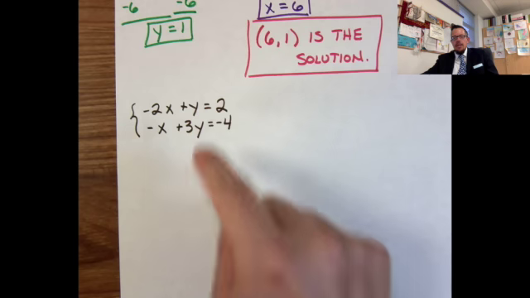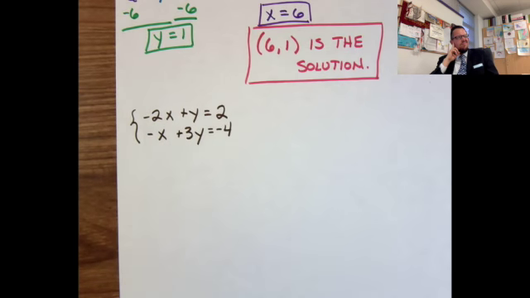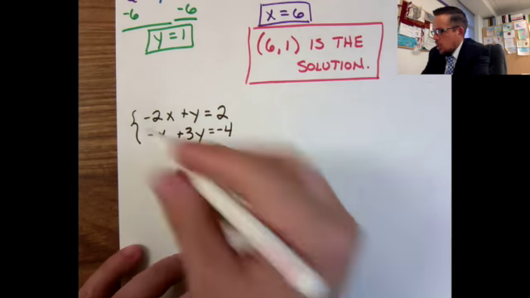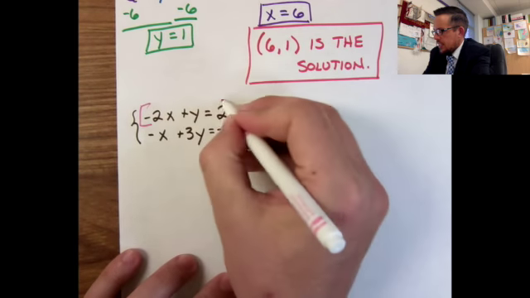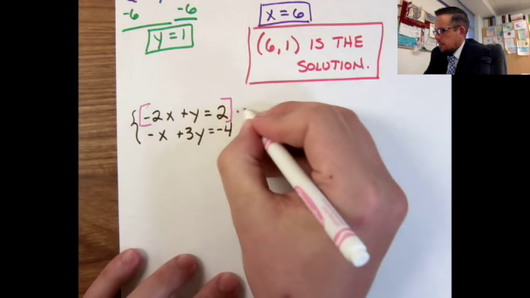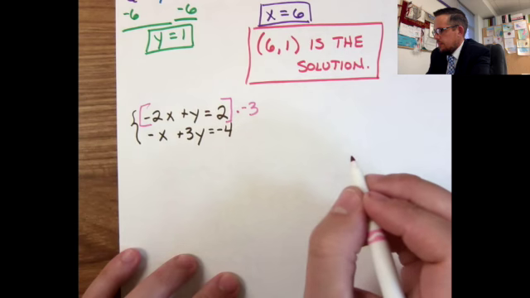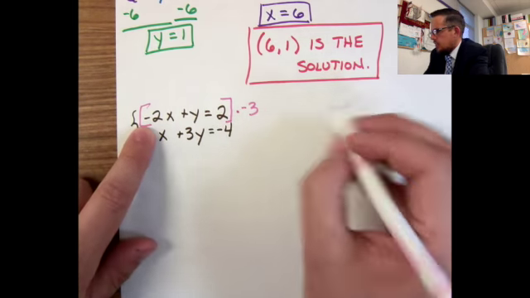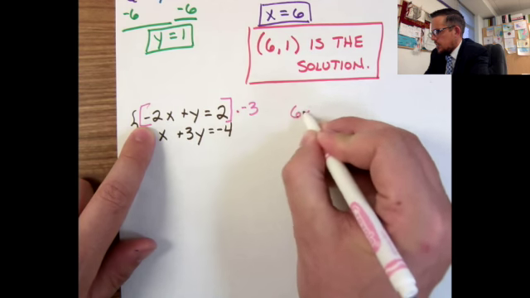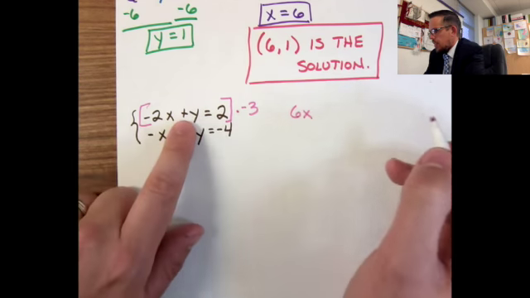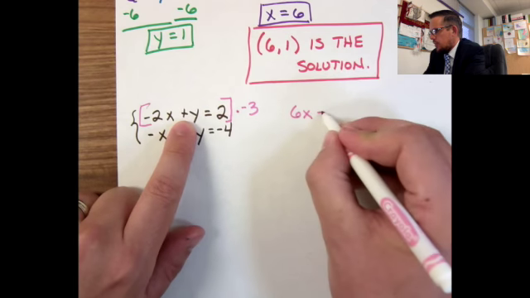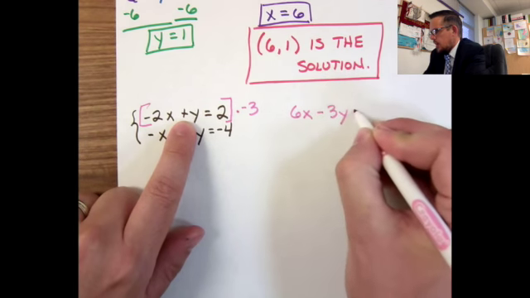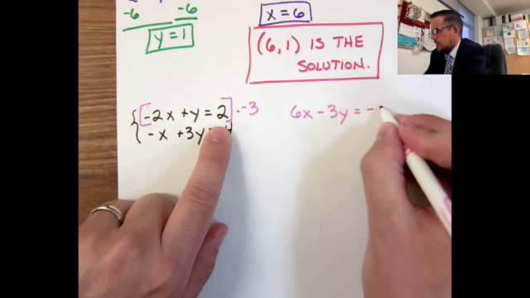Then the y's would eliminate when I added them. Is there something I can do to turn that y into a negative 3y? And the answer is yep. What if I multiply this entire equation by negative 3? Well, I'd have negative 2x times negative 3, which is 6x. Positive y times negative 3 would be negative 3y. And then 2 times negative 3 is negative 6.